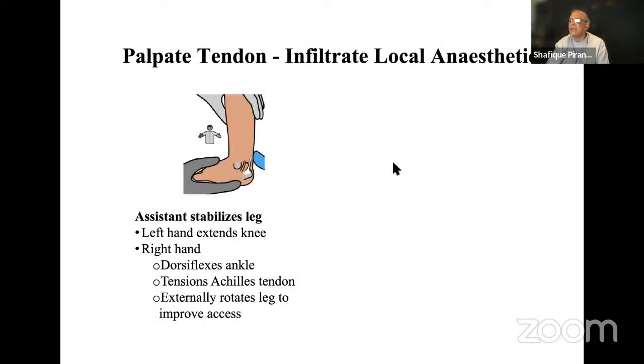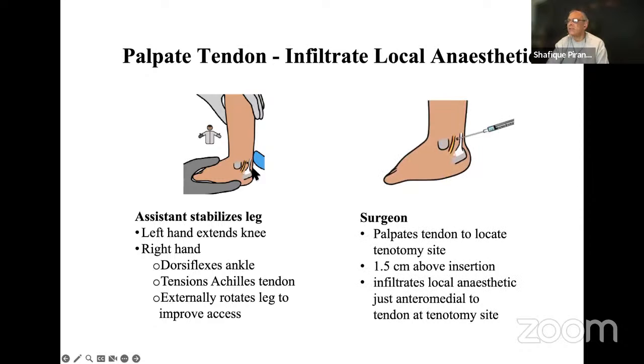You palpate the tendon. So here's the gray hands of the assistant stabilizing the foot, the blue hand of the surgeon palpating the tendon. And if you can palpate the tendon, then you know where it's easiest to palpate. That's where you want to try and cut it, 1.5 centimeters above the calcaneal tuberosity. The assistant's left hand stabilizes the knee, the right hand stabilizes the foot, dorsiflexes the ankle, tensions the Achilles tendon, and externally rotates the leg to improve the surgeon's access.